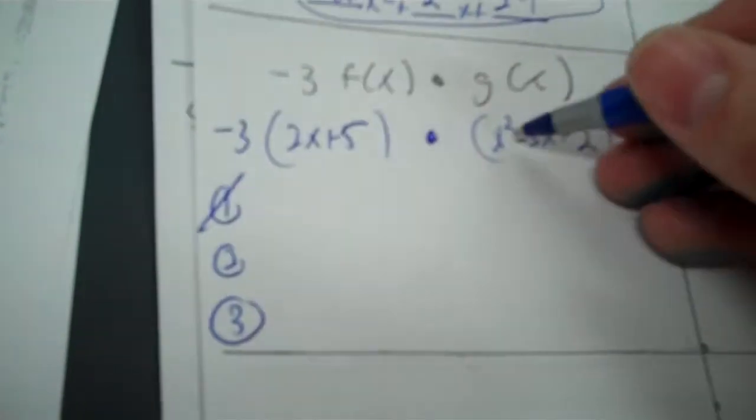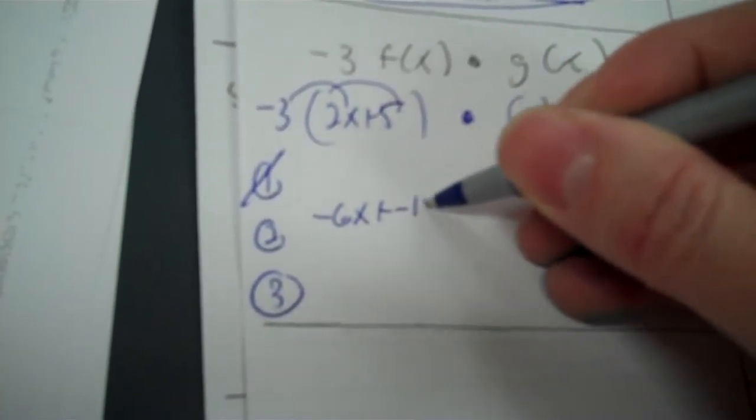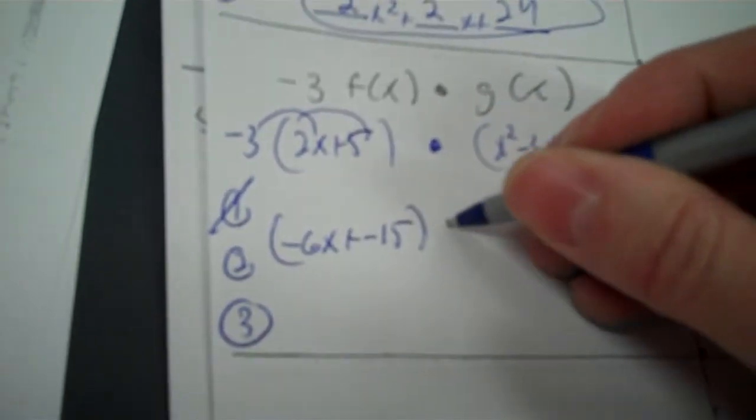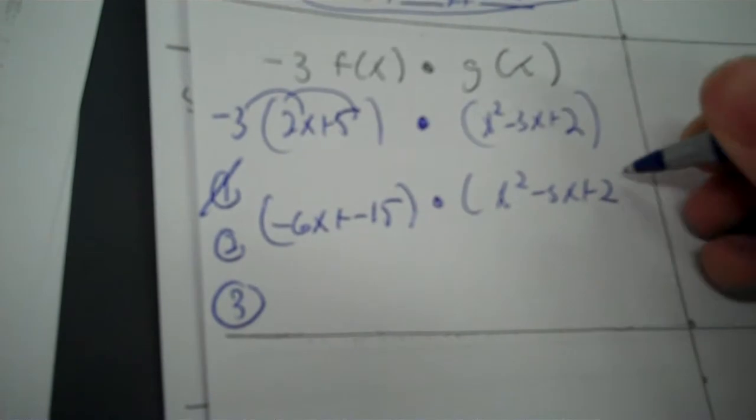Now you're going to set up the 1, the 2, and the 3. You don't have to worry about the exponent because it's inside the parentheses. So we distribute, and that's negative 6x plus negative 15 times x squared minus 3x plus 2.